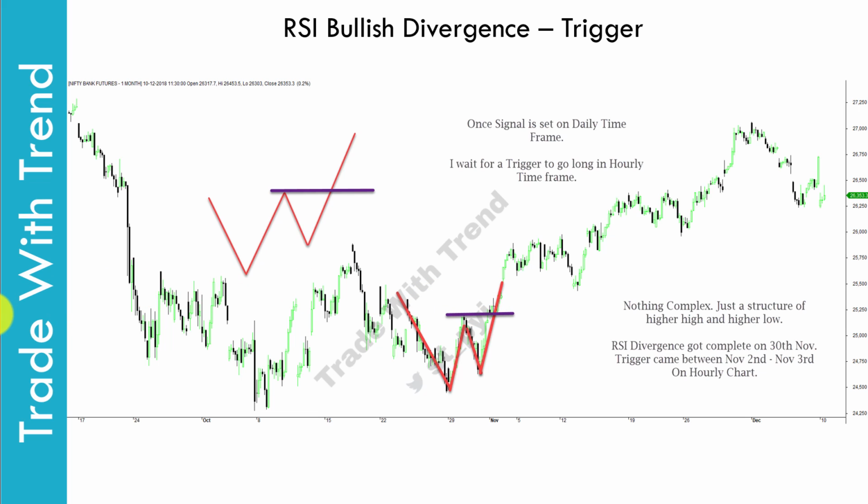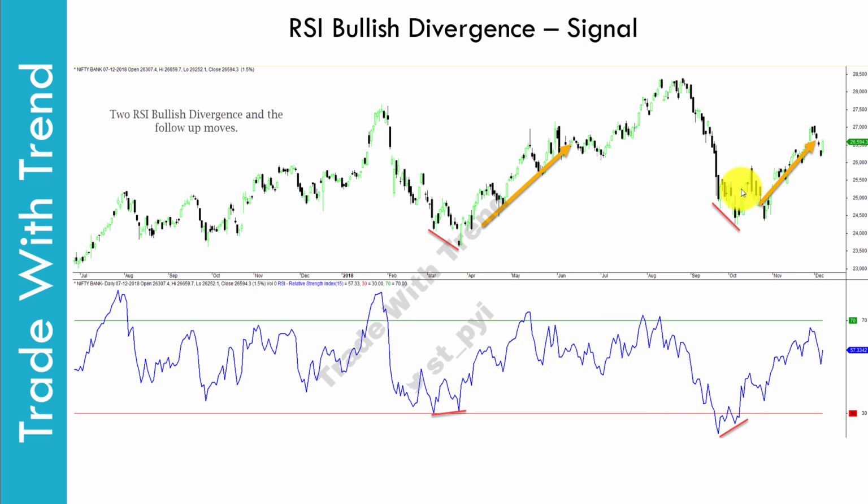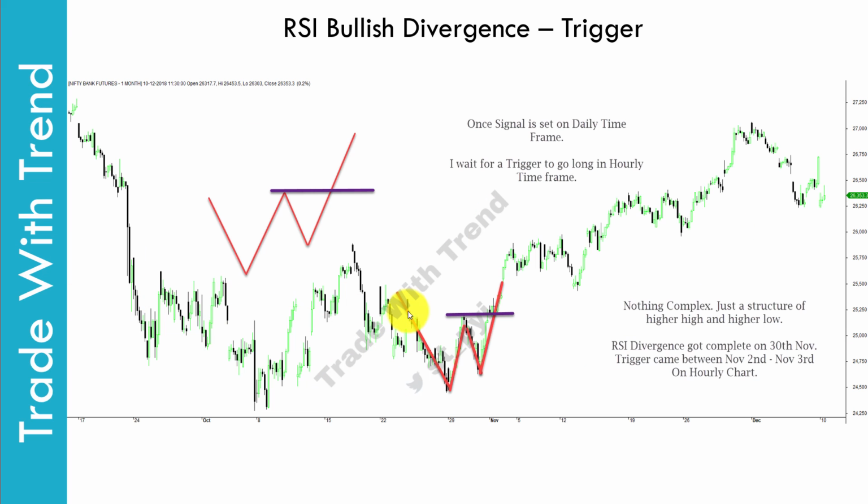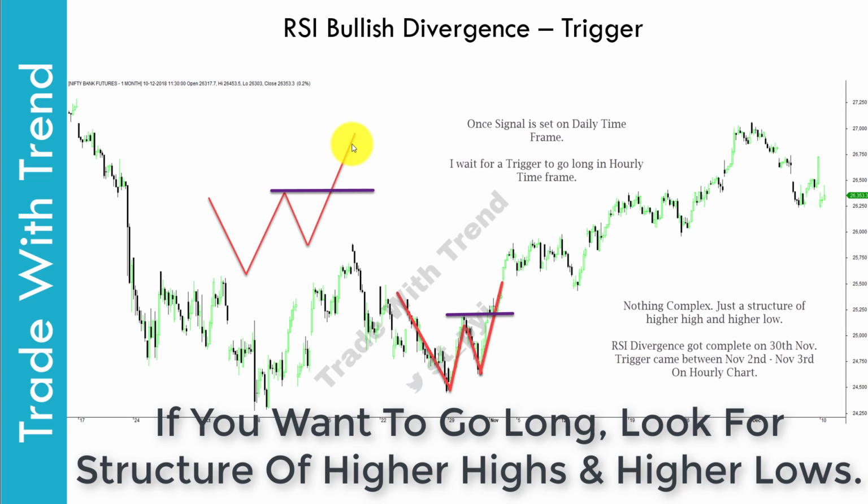There will be some occasions where once the divergence is formed, price does not retrace back, it just takes off. Well, that is an unlucky trade, just let it go. But we are playing for a simple pattern: once the signal is confirmed on the daily time frame chart, we simply move down to the 60-minute time frame chart. We wait for a structure of higher highs and higher lows to emerge, and then we take the entry. So this is nothing complex. It's just a structure of higher high and higher low, which I've discussed many times in many of my videos, and it is very simple to execute.